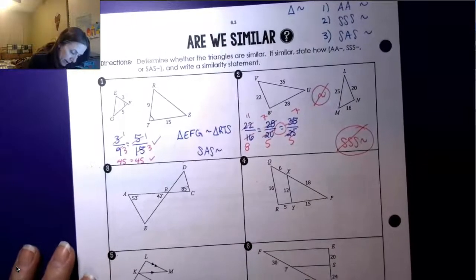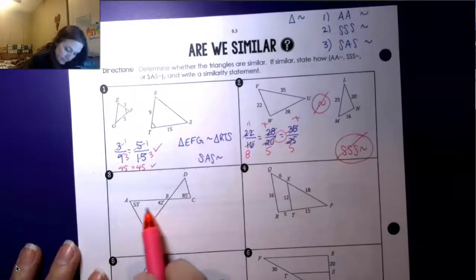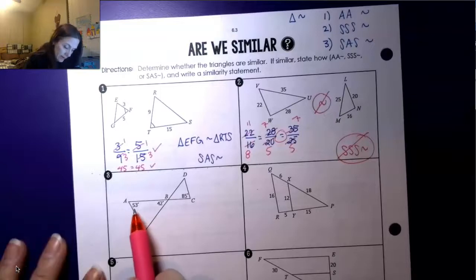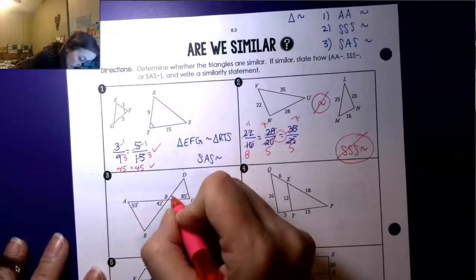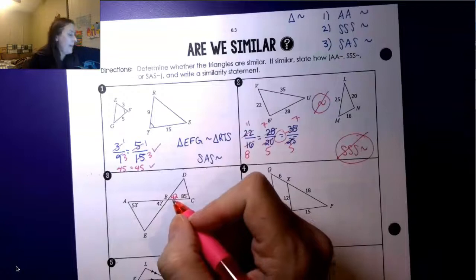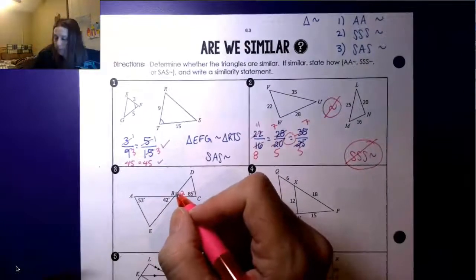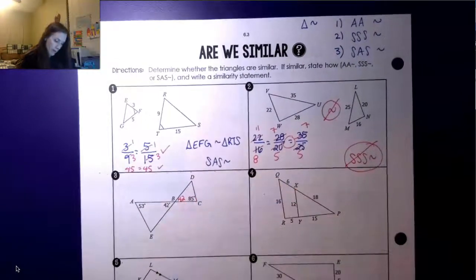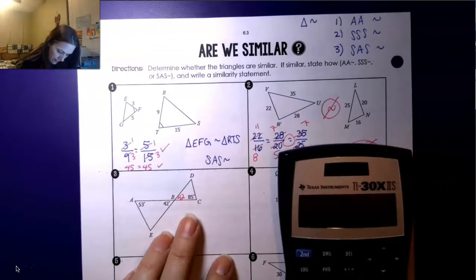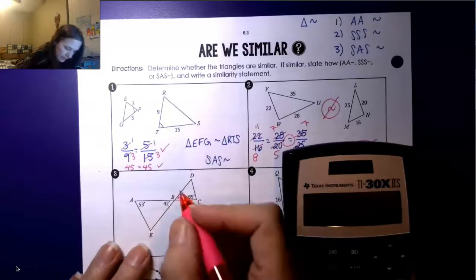Over here I have, I've got to figure out the angles. 53, 42. This over here would be 42. I can add these together. I get 85 plus 42 equals 127. 180 minus 127 gives me 53.